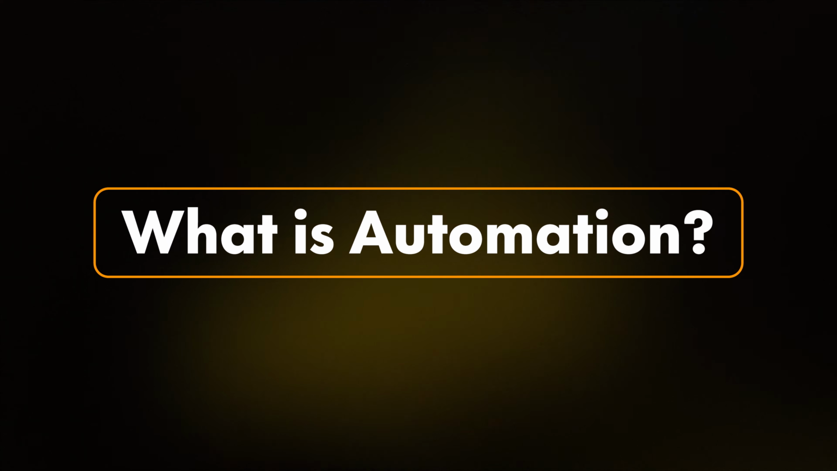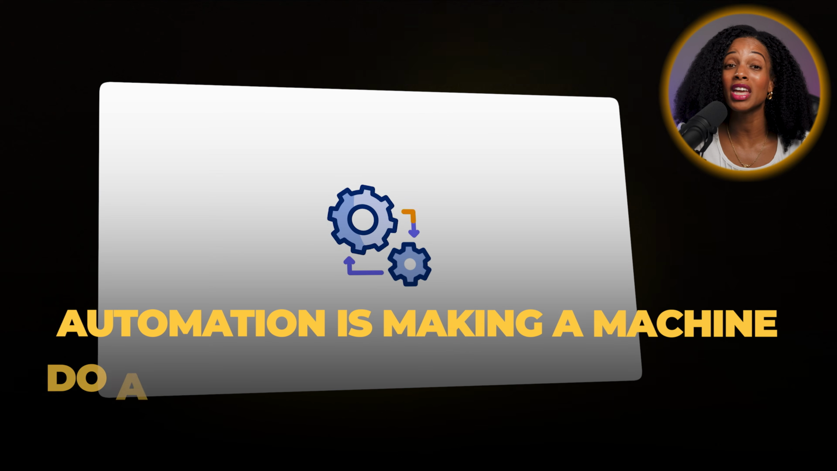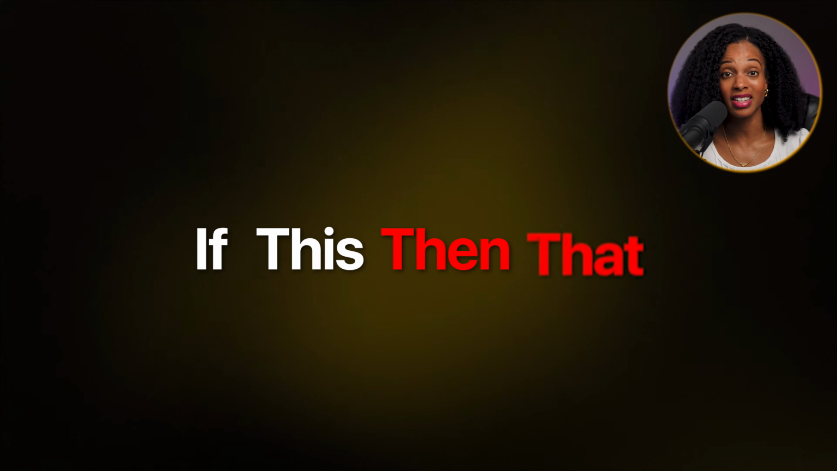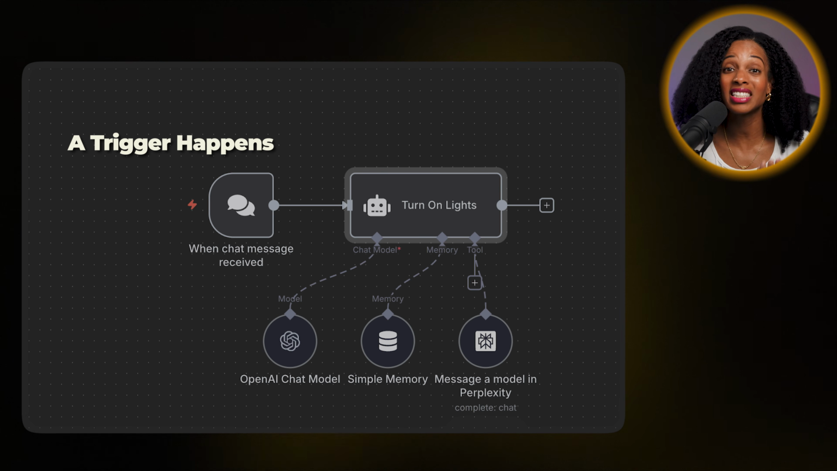All right, so what is automation? Automation is making a machine do a single repetitive task based on a simple trigger. Think of it as simply if this, then that. A trigger happens which causes a single action.